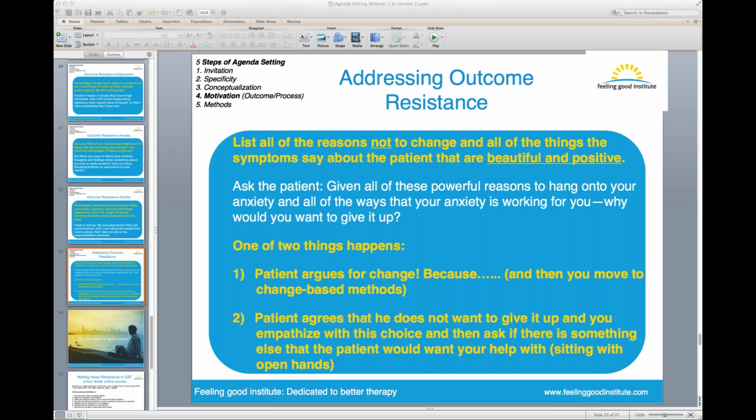So I don't have to go through invitation, specificity, conceptualization, motivation. If we were working effectively on something, I might remind them, oh, here's where we were last time. I'd love to jump back in and do that work with you. Is there something else that you were wanting help with today? And all the while being transparent with them about advantages and disadvantages of staying on track versus jumping around to different topics.